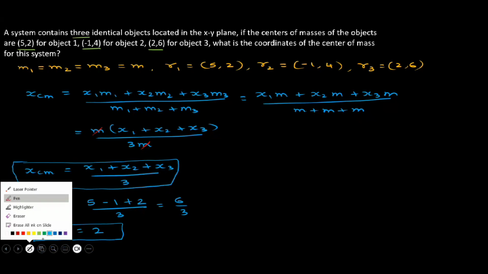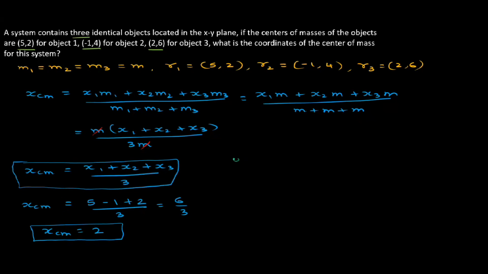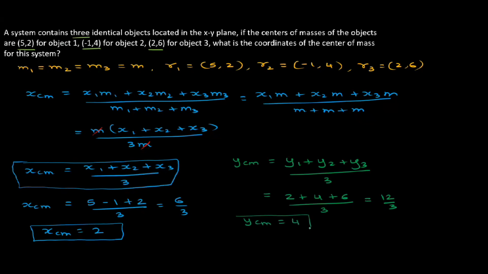We find the y coordinate in a similar manner. So I write for ycm. I did not repeat all the steps. I already know if they are identical, I can just add all the y values divided by the number of objects. So y1 is 2, y2 is 4, and y3 is 6, divided by 3. That gives me 12 by 3. So the y coordinate of the center of mass will be 4.